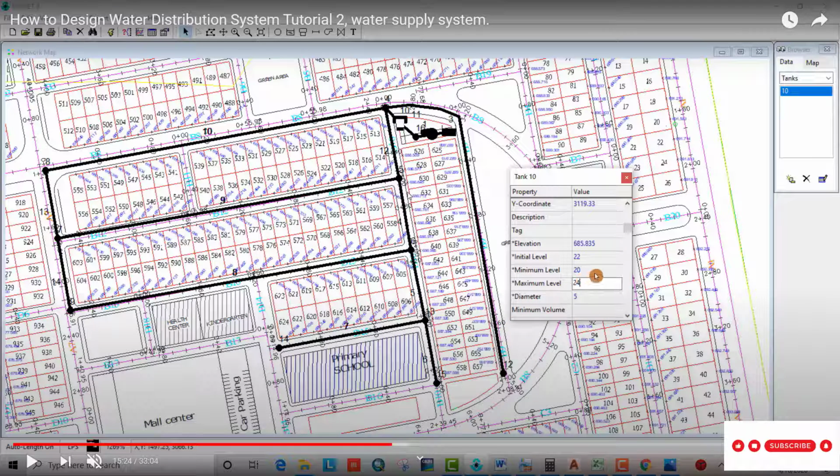Okay, I provide minimum level as 20, and initial level let be 2 meters above minimum level, which is equal to 22, and maximum level is 24. As I told, 685 is the ground level of the tank, and diameter is 5. So you see, maximum level minus minimum level is 4, as previously we calculated the height of the tank, which is 4. Let's provide the data for the reservoir.